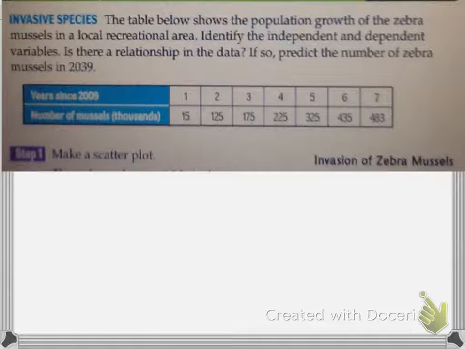The table below shows the population growth of the zebra mussels in a local recreational area. Identify the independent and dependent variables. Is there a relationship to the data? If so, predict the number of zebra mussels in 2039.